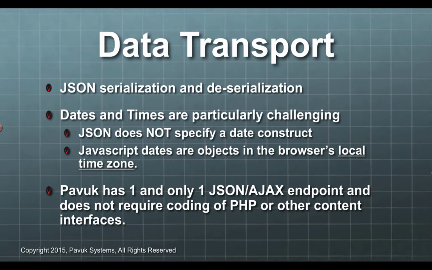Data transport. Pavuk objects define the JSON serialization and deserialization. Dates and times are particularly challenging because JSON does not specify a date construct. This confounds many web developers, and there are several approaches to deal with it. JavaScript dates are objects in the browser's local time zone. This is a problem because sometimes the table being updated is in one time zone and the browser is in another. That has to be handled at the transport layer.